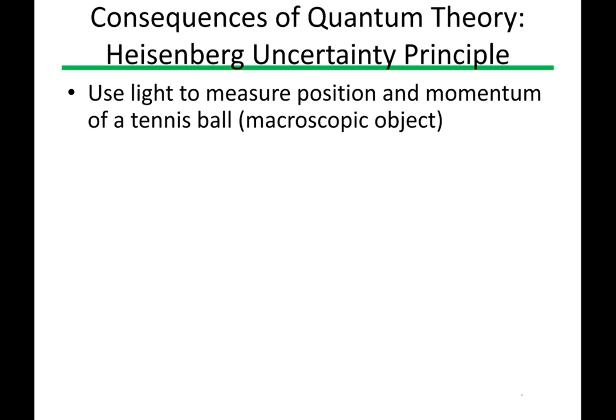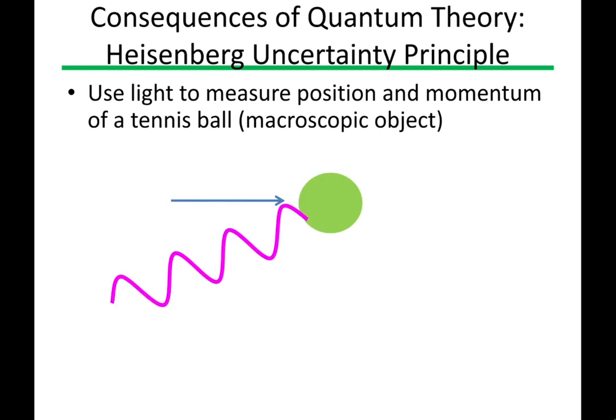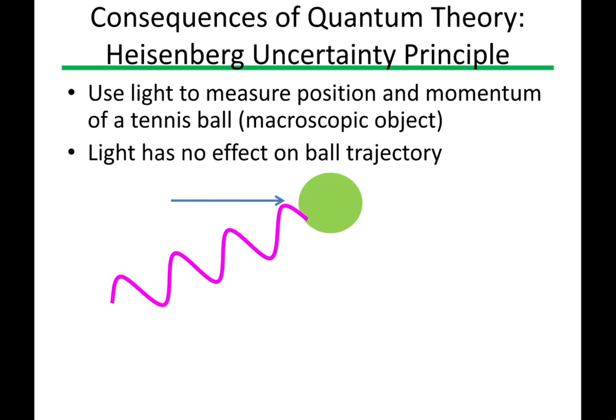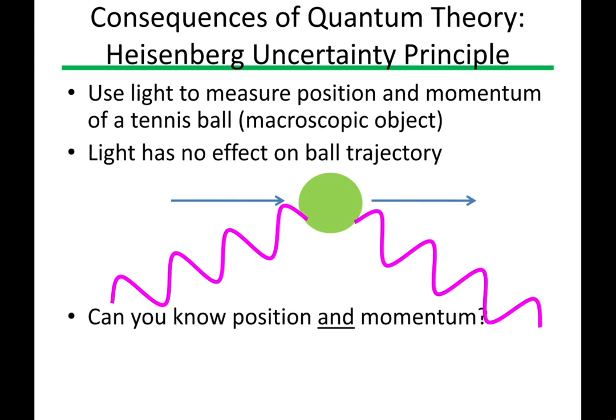So let's say we're trying to measure the position and momentum of a tennis ball. So something that is large. And we know we can do this all the time if the tennis ball is bouncing. So basically the ball is moving. The light reflects off the tennis ball. It doesn't change the direction the ball is traveling. And so we can see the light, see where the ball is going, and know which direction the tennis ball is moving and where it is. So we can know both its position and its momentum. Its momentum being its mass times its velocity.